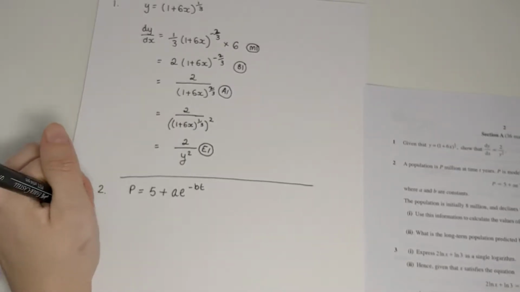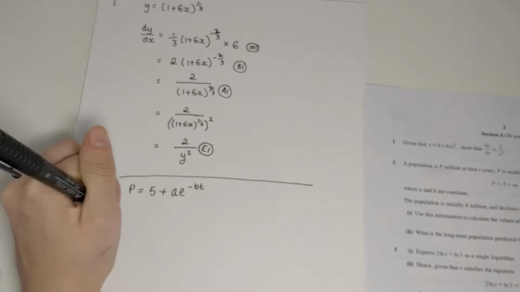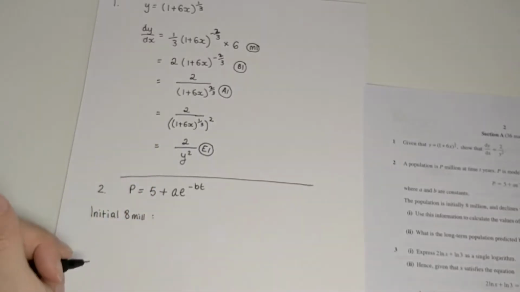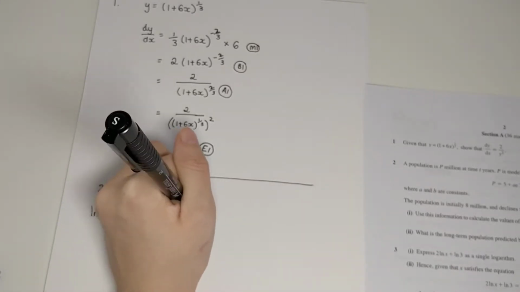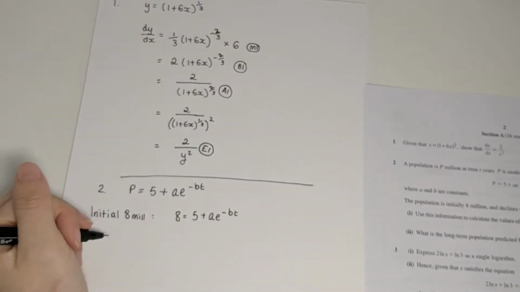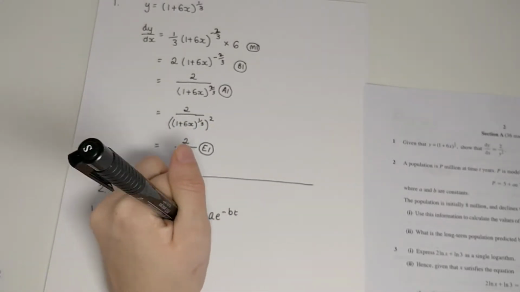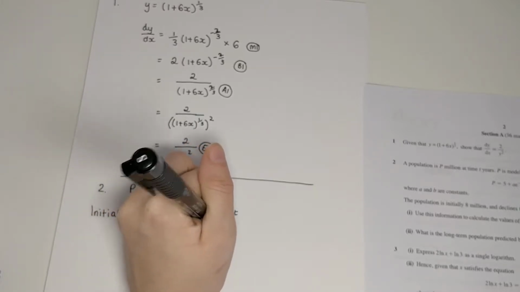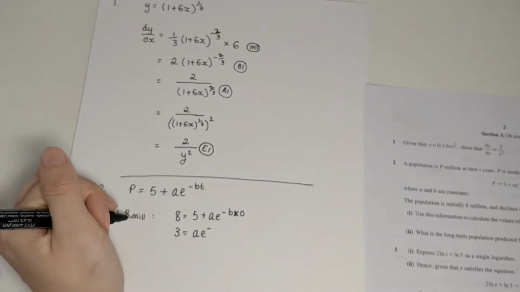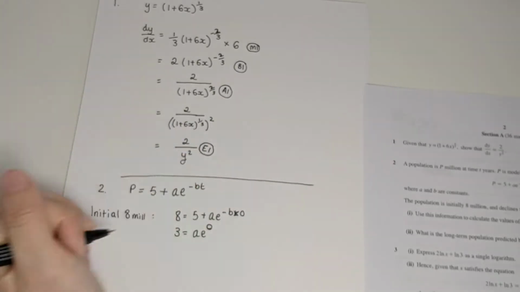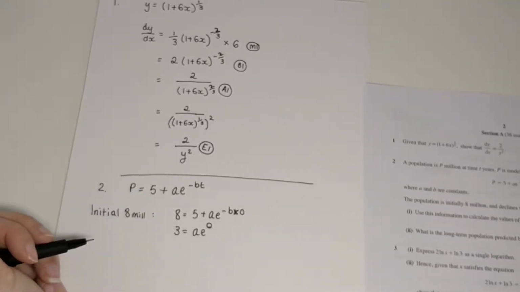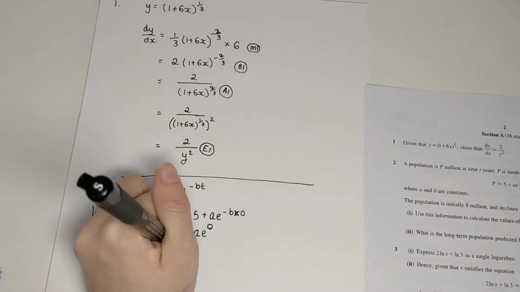Okay, so it says initial population is 8 million. So 8 equals 5 plus a e to the minus bt. So 3 equals a e to the minus b. Oh, sorry. Initial means t is 0, so I can put 0 in there. So it's like that. E to the power of 0 is obviously 1, so a would have to be 3.